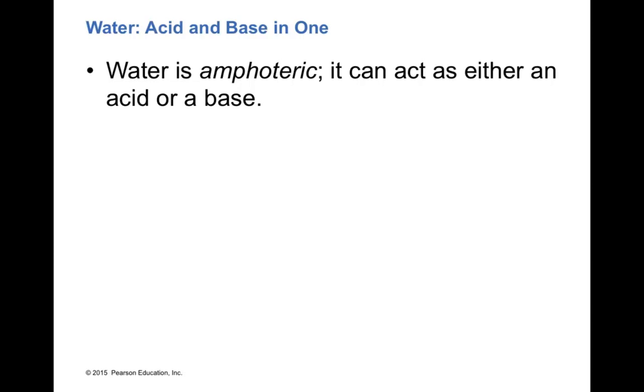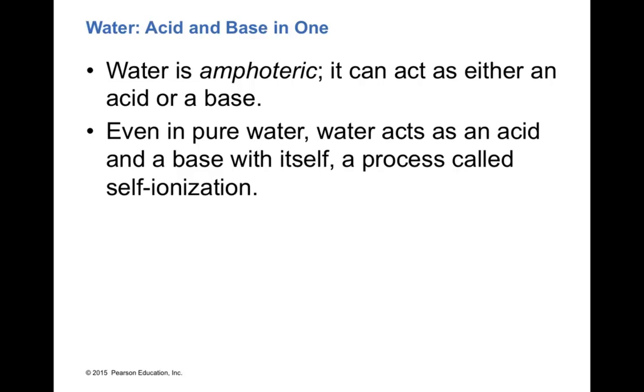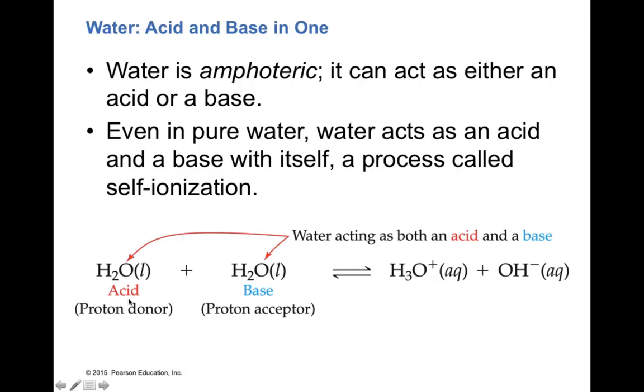Now, water has a specific property that is really interesting, because, as we saw before, maybe you paid attention to it, water can work as an acid or can work as a base. Water is known as amphoteric. It can act as either an acid or a base. Even in pure water, water acts as an acid and a base with itself. This is a process that is called self-ionization. So if we have, for example, two molecules of water, one of them is going to be an acid, and the other one is going to be a base.